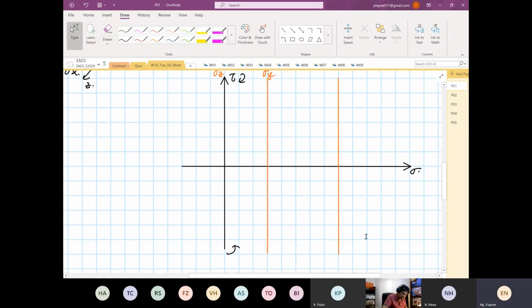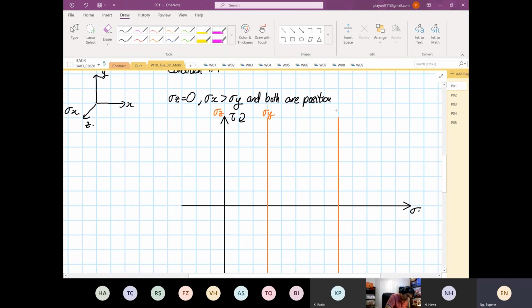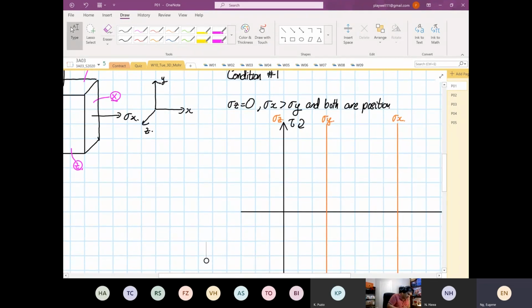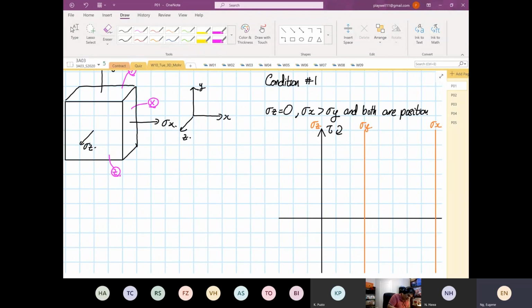Okay, so for this case, if you look at the element of them where you have stress, the shear xy is equal to shear yx is equal to 0. We do not have any shear stress. Shear stress zx is equal to shear stress xz is equal to 0, and shear yz is equal to shear zy. All of them are equal to 0. Okay, so this is in fact orientated at its principal plane.